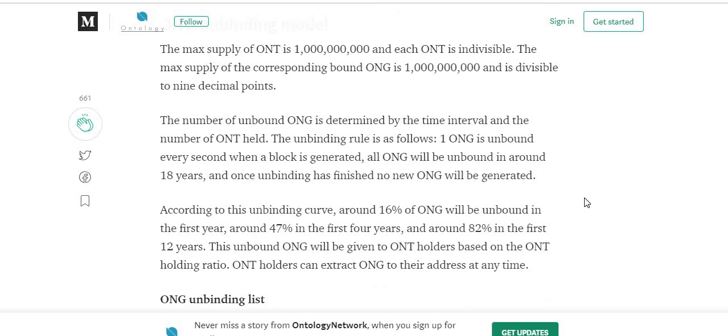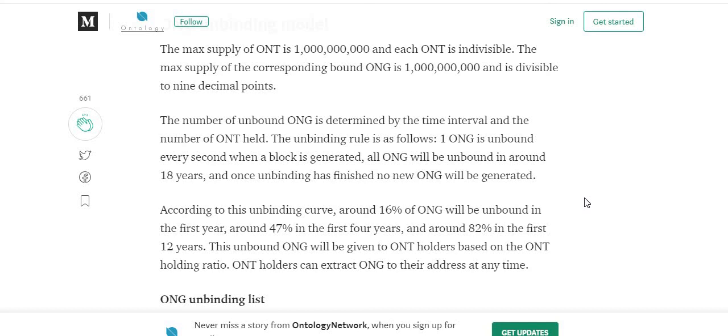Just to read through the details of this for those of you who like details, the max supply of ONT, ontology tokens, is 1 billion, and each ONT is indivisible. The max supply of the corresponding bound ONG is 1 billion, and is divisible to 9 decimal points, which is what I was seeing, the 0.000000009. The number of unbound ONG is determined by the time interval and the number of ONT held, okay? So that's fair enough. The unbinding rule is as follows.